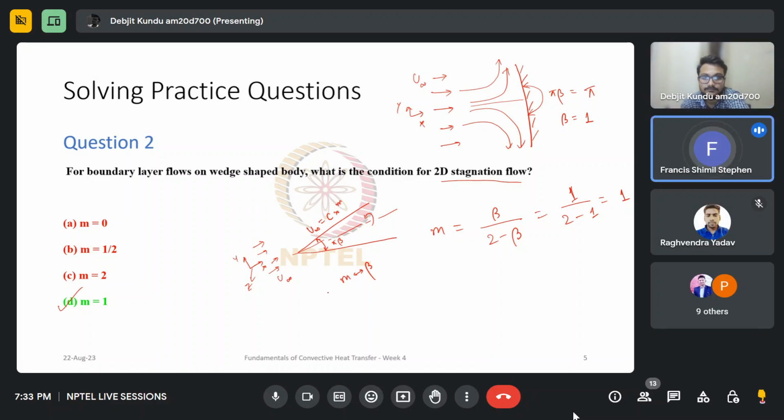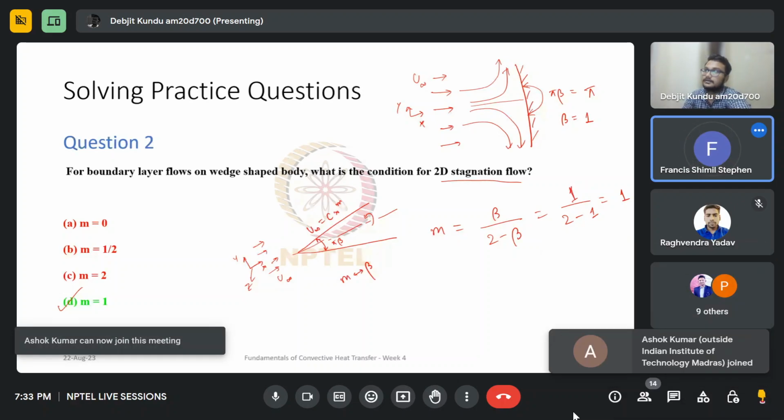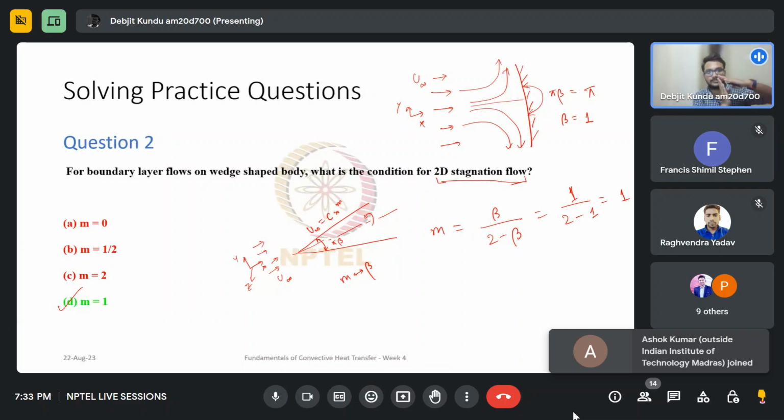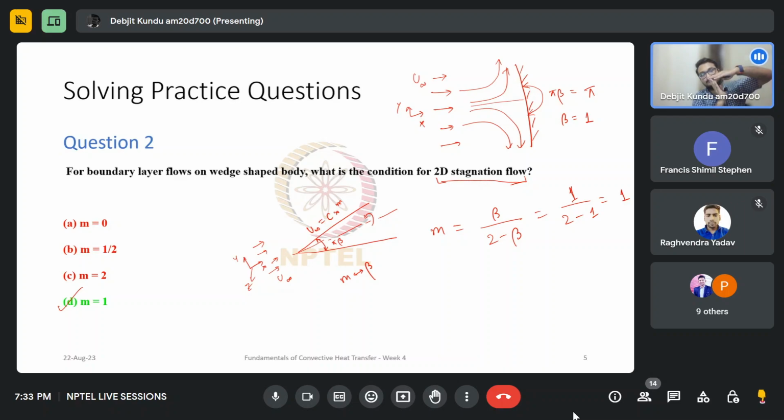So here in this question, it asks about wedge-shaped bodies, right? But the figure that you have drawn is actually plain, or is... No, both. I'm telling that it's a 2D stagnation flow, right? So it's an extreme case of a wedge. So a wedge is like this. If I keep increasing the angle progressively, then it finally becomes something like this, a flat wall, which causes this 2D stagnation flow.